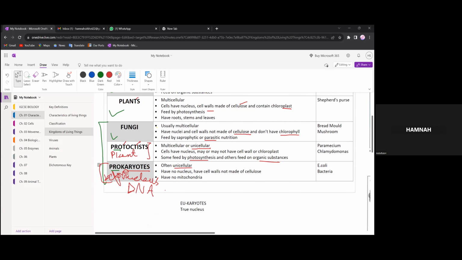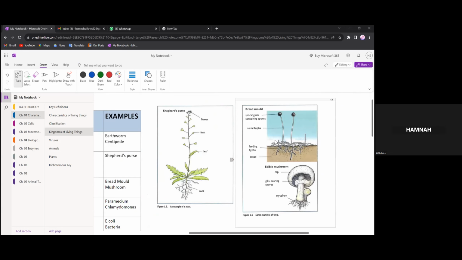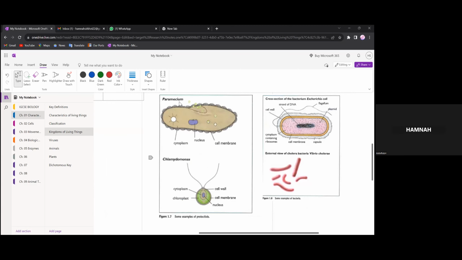I put some pictures here. This is a plant. This is a fungus I showed before, and these are protoctists. Protoctists are like Paramecium and Chlamydomonas. These two are the staple names in every biology book. When they teach protoctists, they say Paramecium, Chlamydomonas. If you say these two names often, you find them easy to say and easy to remember as well.